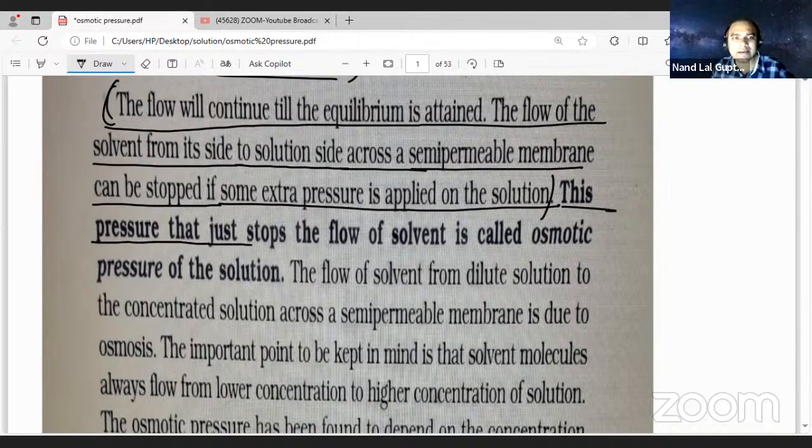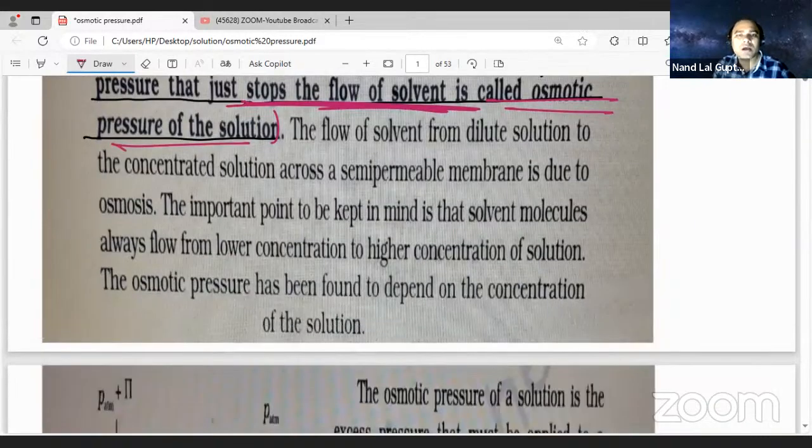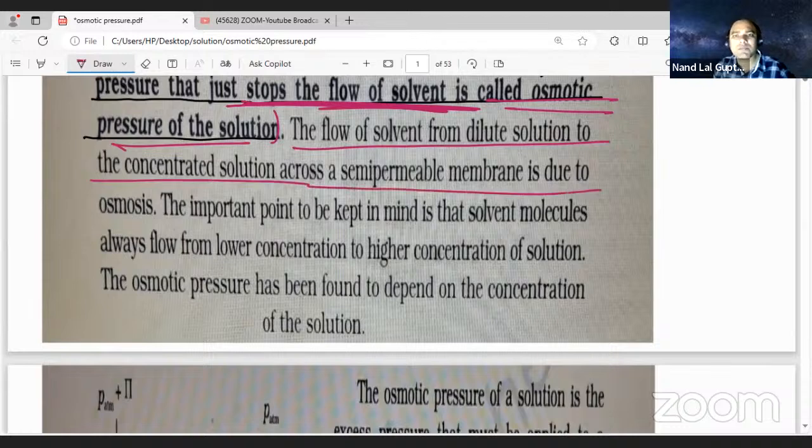This pressure that just stops the flow of solvent is called osmotic pressure. So you should know what osmotic pressure is: the pressure which you apply to stop the flow of solvent. The flow of solvent from dilute solution to concentrated solution across the semi-permeable membrane is osmosis.